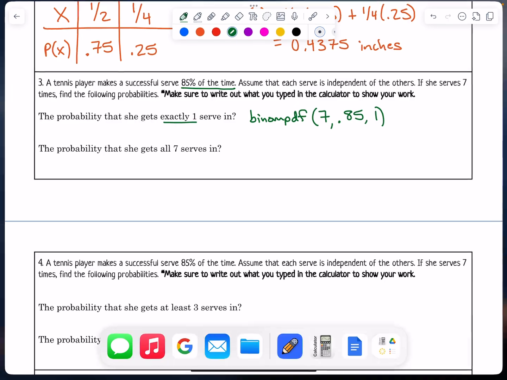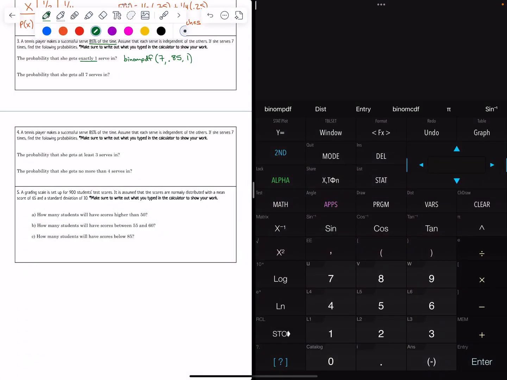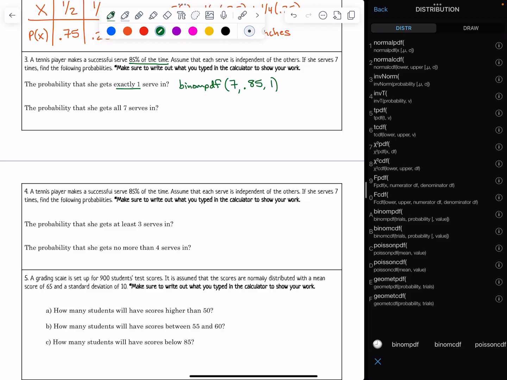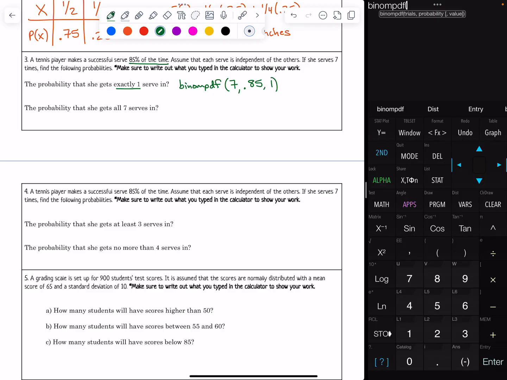Whoa, hold on. I typed something my calculator didn't like, so let me try that again. So second vars, binom PDF. We need number of trials. And then on my calculator, I put a comma, but on yours, I think it's a list. So you would type 7, 0.85, and 1.